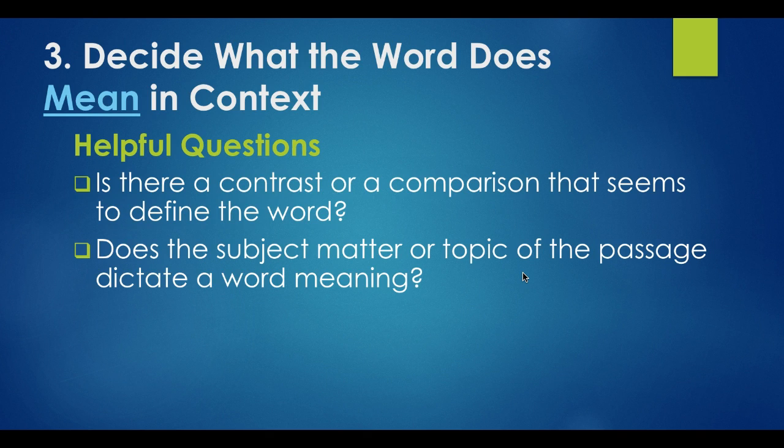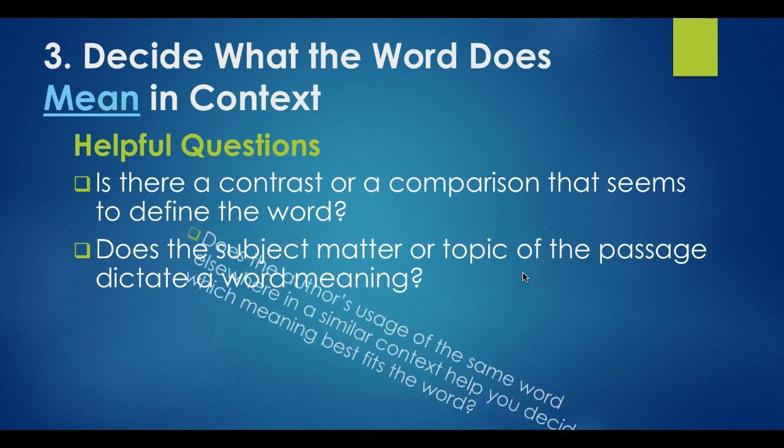For example, in the book of James, the subject matter of the entire book is about suffering for the faith, being persecuted, dealing with the difficulties of being a believer in a world that doesn't endorse that. Well, then when you come up to a word that you're not sure about, that greater subject matter of the overall topic of the book or the passage may determine what a word means.